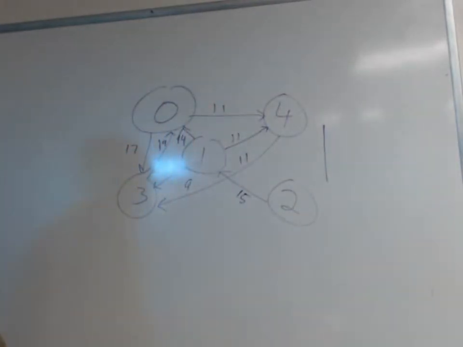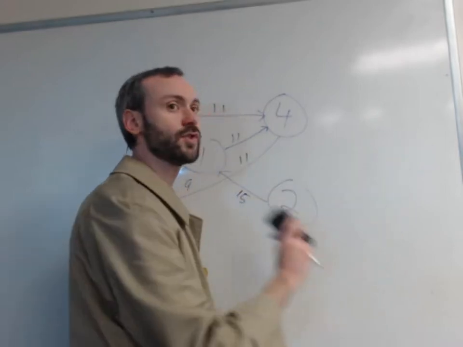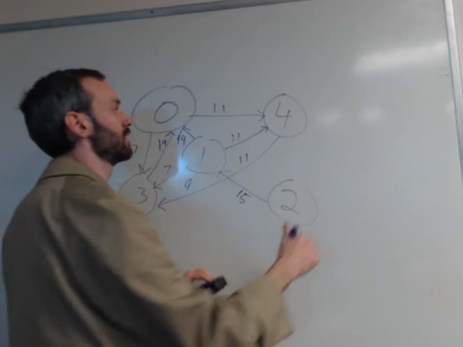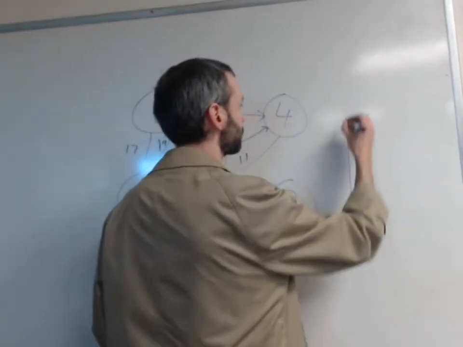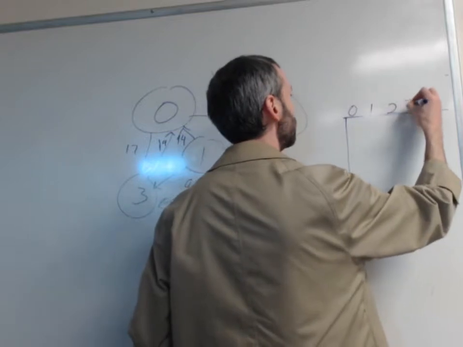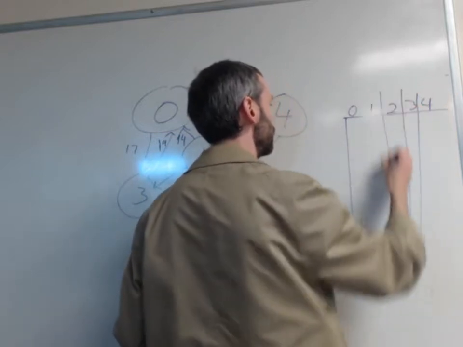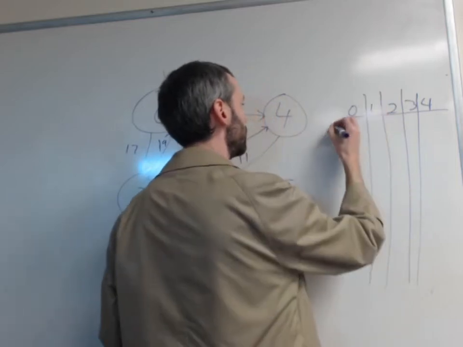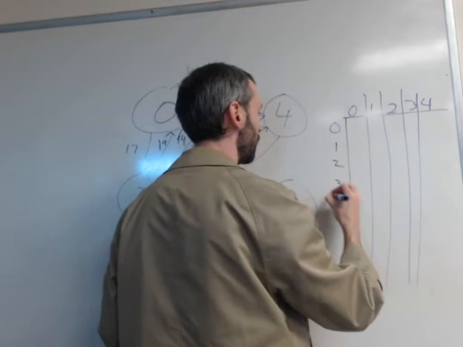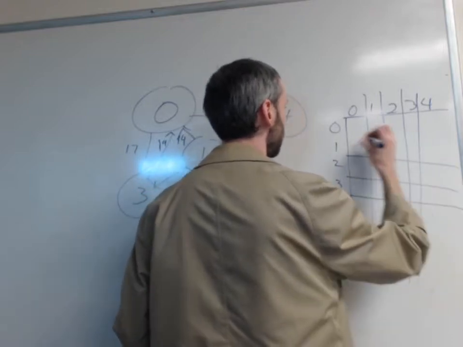Now, the way I prefer to use an adjacency matrix, other people, when you're doing mathematical proofs, don't do it this way. But when you're coding it, it's a lot better to code it this way. 0, 1, 2, 3, 4. 0, 1, 2, 3, 4. All right, this is going to have a different representation.